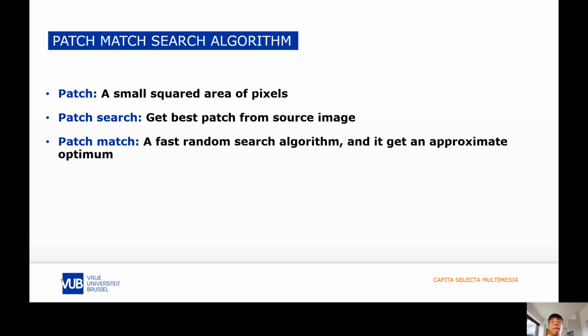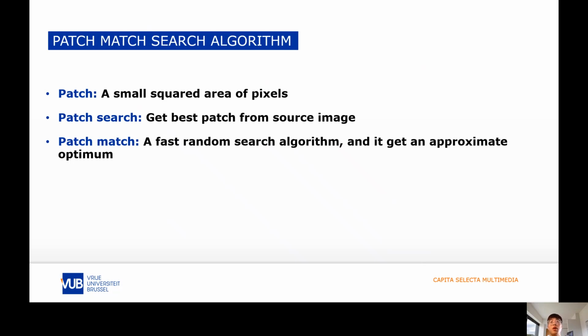So a patch is a small square area of pixels, and then this paper introduced a good random search algorithm to get an approximate best result. Approximate means that it can be very close to the best result, but its advantage is the speed. By random search, it can be much faster than others. And even if the result is not the best, it is enough for us to do the next step.